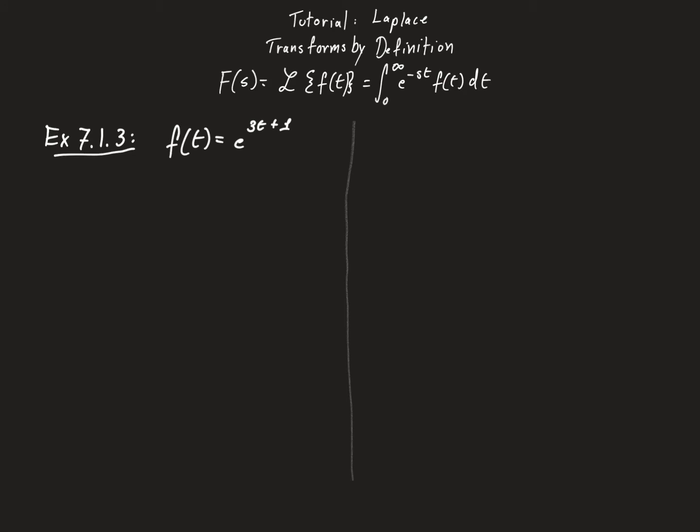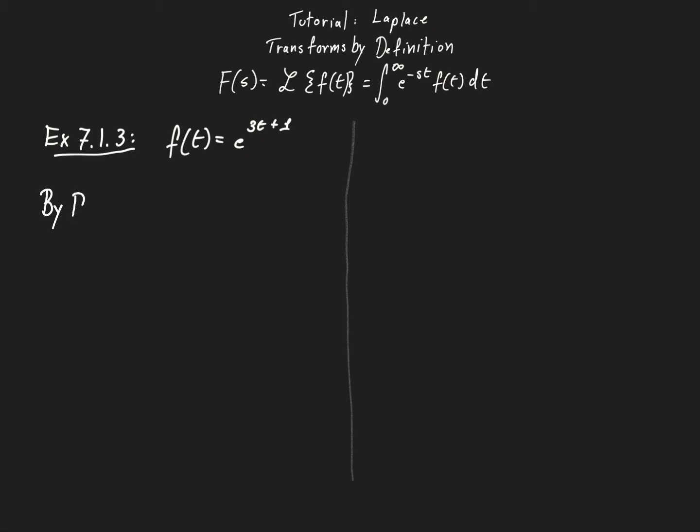Alright, I have written up the example problem I want to go over, which is exercise number 3 from section 7.1. The problem is as follows. We want to find the Laplace transform of the following function using only the definition. The function itself is f of t is equal to e to the 3t plus 1. So all we're going to do, again, is just punch this directly into the definition, and just calculate that integral.